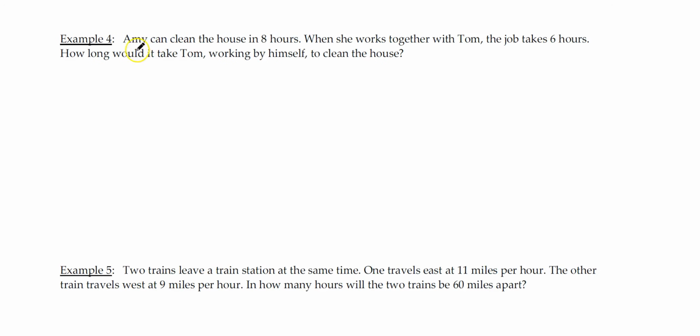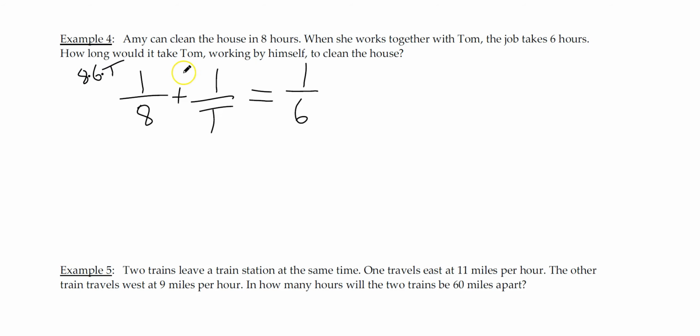Okay, Amy can clean the house in 8 hours, so our first person takes 8 hours, so 1 over 8. When she works together with Tom, so this is the together one, takes 6 hours. How long would it take Tom working alone? Tom, we don't know, so that's the t. So let's multiply this time. I'm going to do the 8 and the 6 and the t.